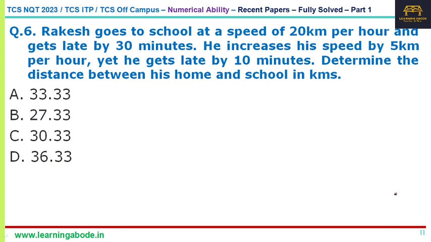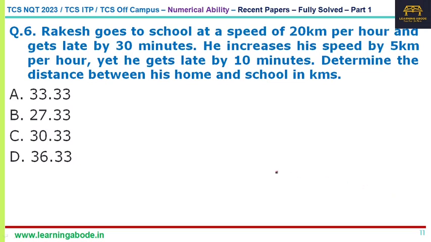So here in this question, Rakesh goes to school at the speed of 20 km per hour and he is yet late by 30 minutes. Now if he increases the speed by 5 kilometers, even then he is late by 10 minutes. Now we have to find the distance between the school and the home, right. Of course, in the conventional way we can write equations and solve, which I don't want to do right away. I'll go for a shortcut, what people call the product constant rule. We can use it here.